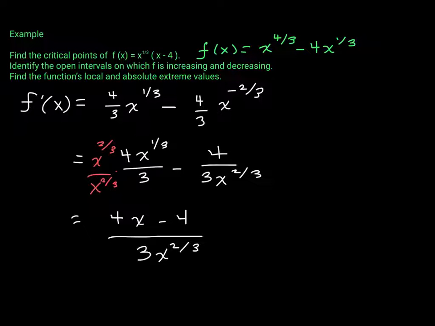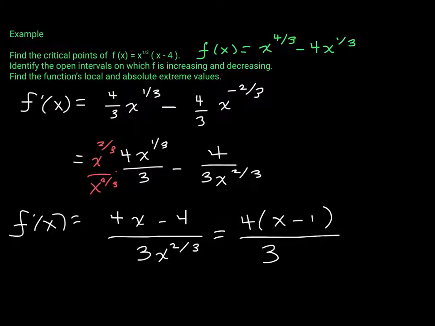All right, so there's f prime. I'm going to rewrite it. f prime of x is equal to this. Now, I can factor out the 4 from the numerator if I wanted to. So let me actually do that. I think that's a good idea. 4 times x minus 1 all over 3 times x to the power of 2/3. All right, very good. There is the derivative of f.